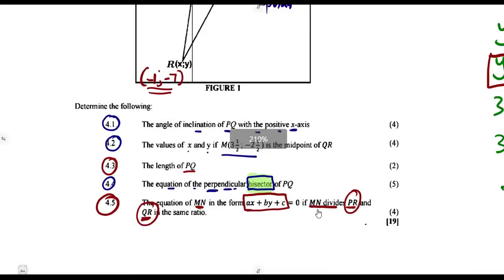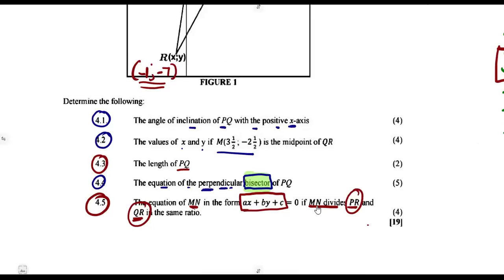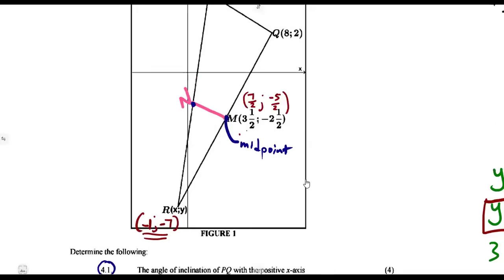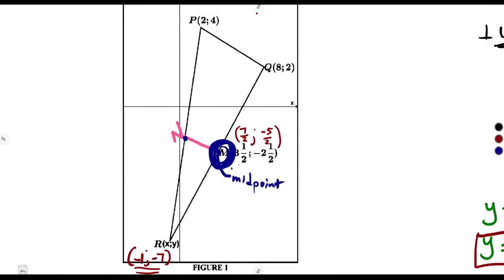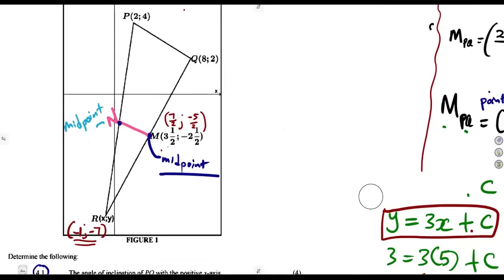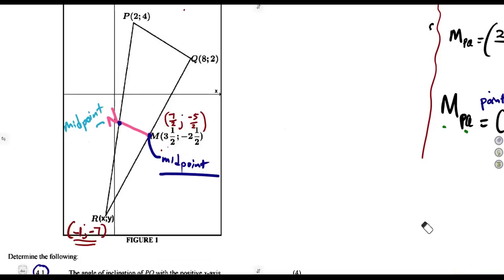Take note, N is not there, so it is us who have to bring in that N. The line MN divides PR and QR in the same ratio, meaning the same way that M was dividing here. M was dividing as a midpoint, so N is also dividing PR as a midpoint, into two equal parts, just like what we have. So this N that we see is also a midpoint. That is our case. So guys, they were hiding a very, very important aspect of our mathematics in this statement.